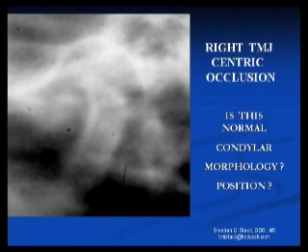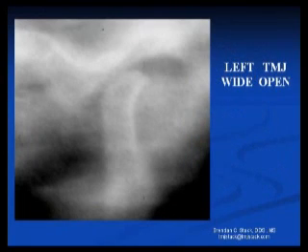Here is a close-up of the right side, eccentric occlusion. This is not a normal condyle. You can see its outline here, coming to a point and then back. This is the left side, wide open, which you would suspect at 55 millimeters interincisal opening, where the condyle has come past the eminence right here and is separated from it.